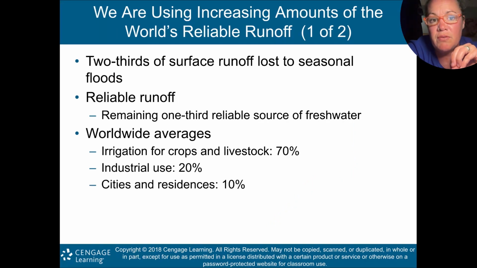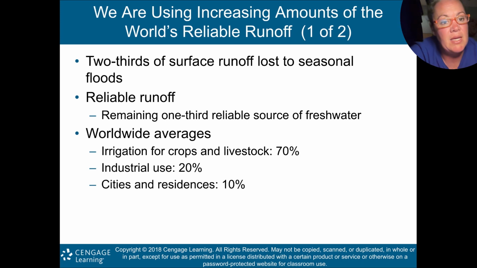So 2/3 of surface runoff is lost to seasonal floods. The rest of that we would call reliable runoff. This is the remaining 1/3. This is the source of our fresh water. Worldwide averages use this water in different ways. So irrigation for crops and livestock is 70% of this fresh water, this reliable runoff. Industrial use is 20%, and then cities and residences use about 10% of that.